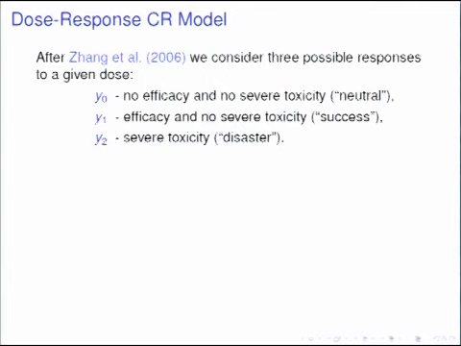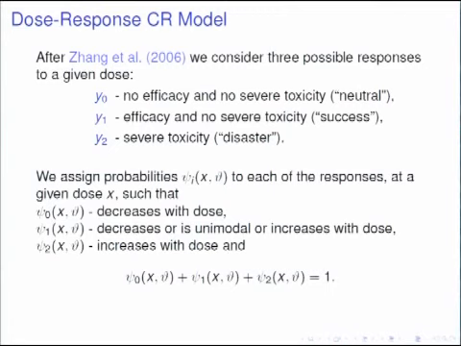Y1, efficacy is present and no severe toxicity. So that's what we want. Y2, there is severe toxicity, so you may call it a disaster. And we assign probabilities to all these responses, psi 0, psi 1, psi 2, according to y0, y1, y2.